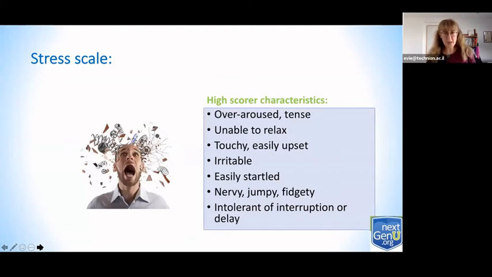And on the stress scale, people with a high score have the following characteristics. They feel tense, they can't relax, they feel touchy, they're easily upset, they're irritable, nervy, jumpy, and feel intolerant of interruption or of a delay.